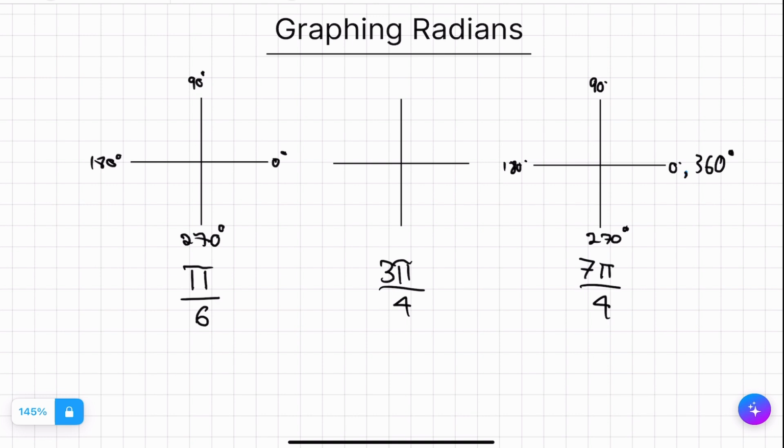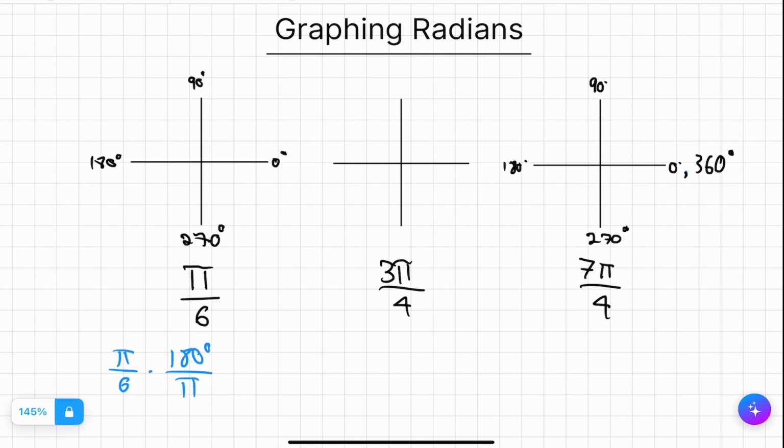The first way is to label your axes with their radian values and graph in radians, or you can convert radians to degrees and graph in degrees. We're going to do it both ways, and you can choose what works well for you. So let's do the first problem by converting. We've got pi over 6, so let's rewrite that. And multiply by 180 degrees over pi.